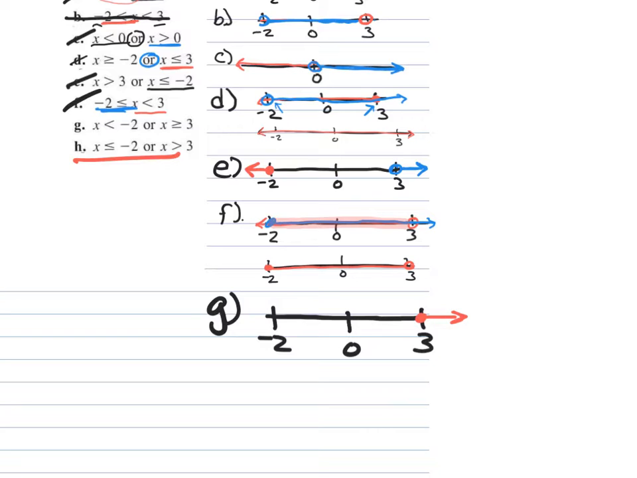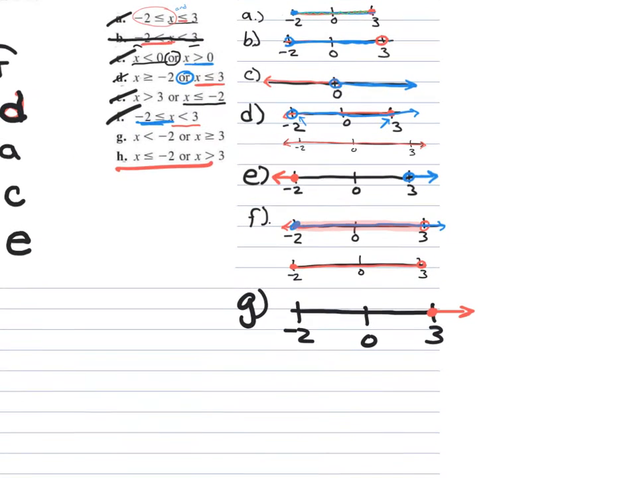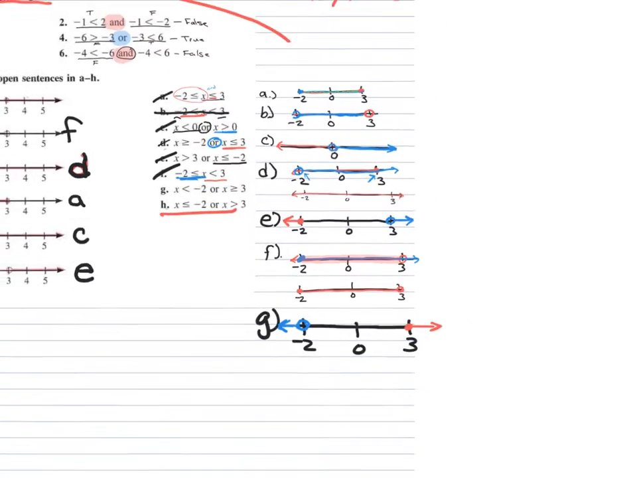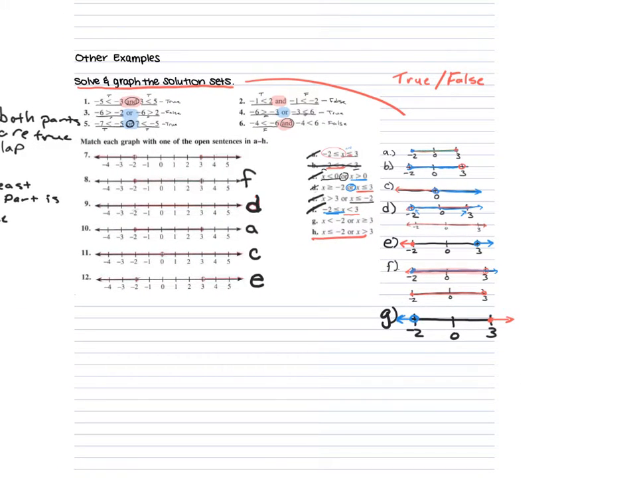This one is an or one, so either one, we're not looking for overlap here, or x is less than negative 2. Here's negative 2, open circle, because it doesn't have less than or equal to. Do we have one that looks like this? 7 looks exactly like that.